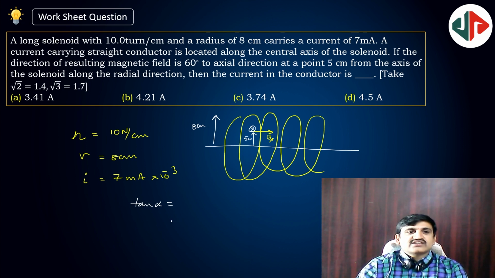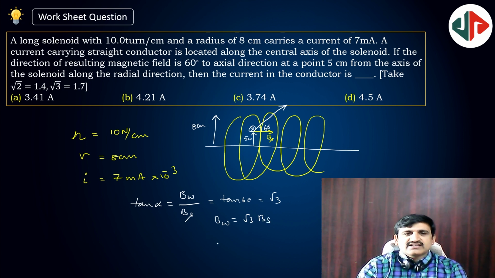If the direction of the resultant magnetic field is 60 degrees with the axial direction, this is 60. That means I have to write B of the wire by B of the solenoid, opposite is that only, right? That's why B of the wire by B of the solenoid is tan 60. Tan 60 is √3. So B of the wire is equal to √3 times B of the solenoid. What is he asking?